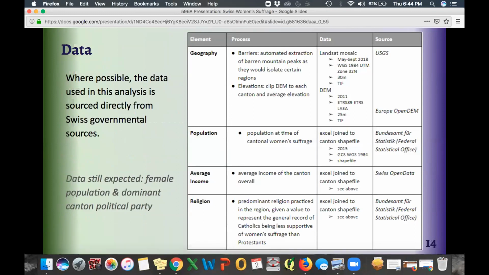So the data for this study has been entirely sourced from Swiss governmental sources, so either the Swiss Statistical Office or their open data site that they have. Imagery that's going to be used in the physical geography analysis is sourced from Landsat data, and any additional data such as female population numbers or dominant canton political party, which I'm currently looking into, will be sourced from governmental sources when at all possible.